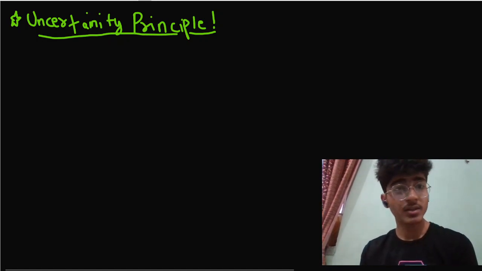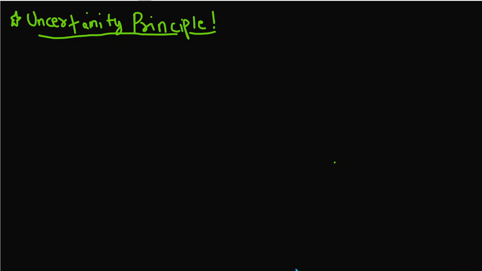So we are wasting our time. Let's start with the uncertainty principle. Most of you are familiar with it. This is the general uncertainty principle: change in x times change in momentum is greater than or equal to h bar divided by 2. So this is our uncertainty principle.